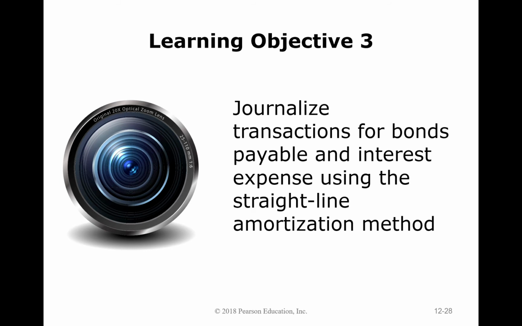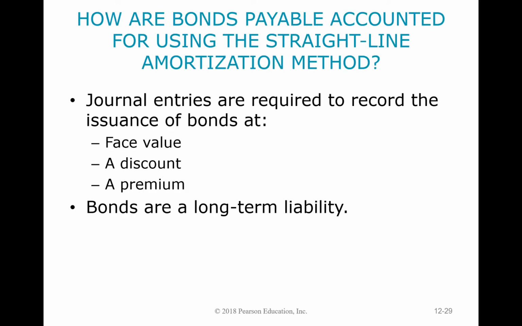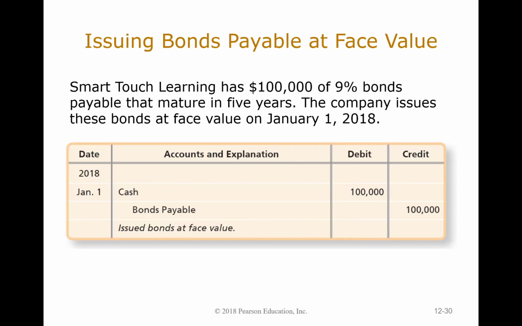So when we're journalizing transactions for bonds payable and interest expense, we're going to look at this, first of all, using straight line amortization, and we should be somewhat familiar with straight line concepts from depreciation. When we look at bonds payable, journal entries are required to record the issuance of bonds. We have to either issue them at face value, or at a discount, or at a premium. There's only three options.